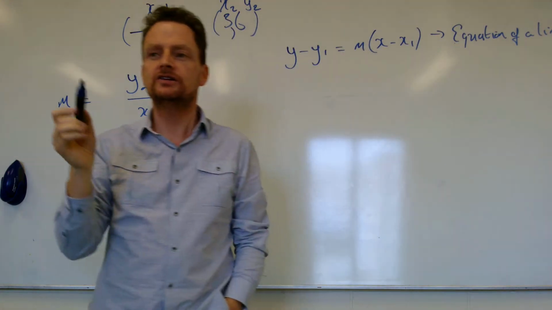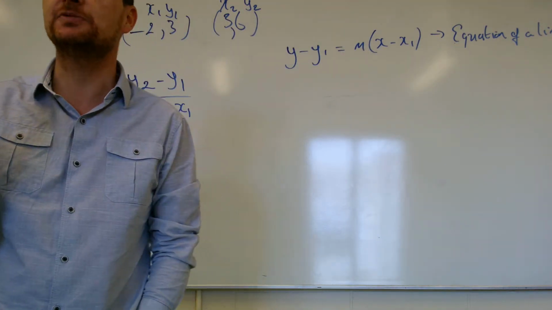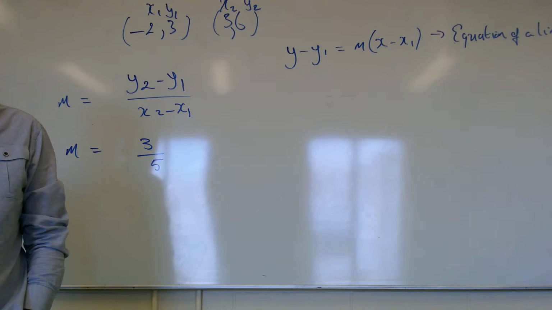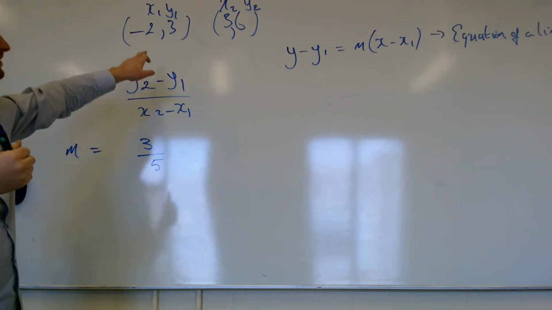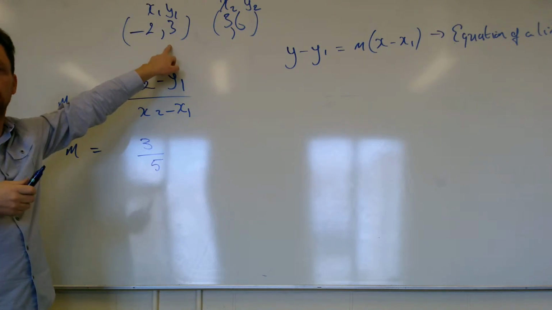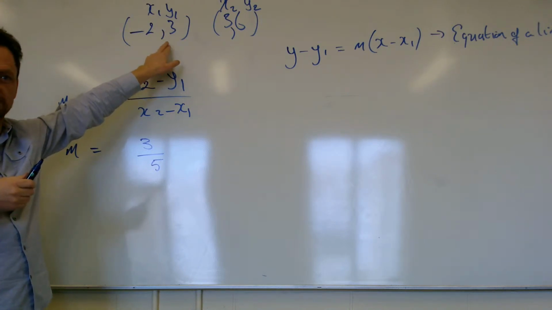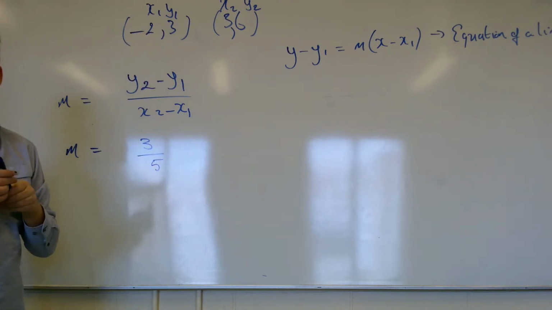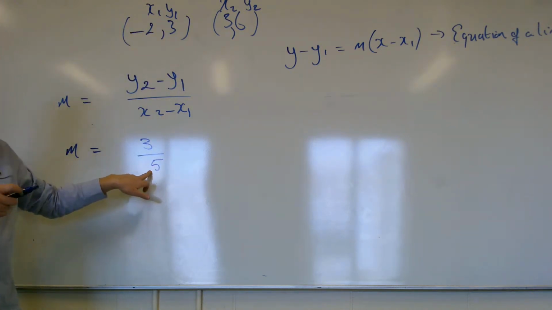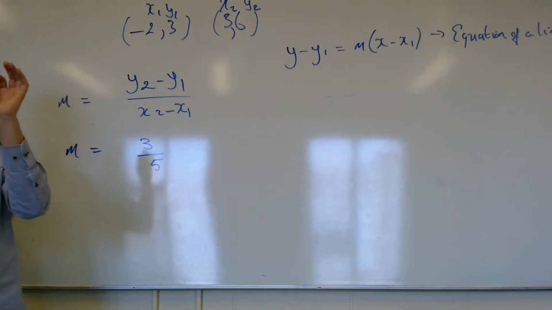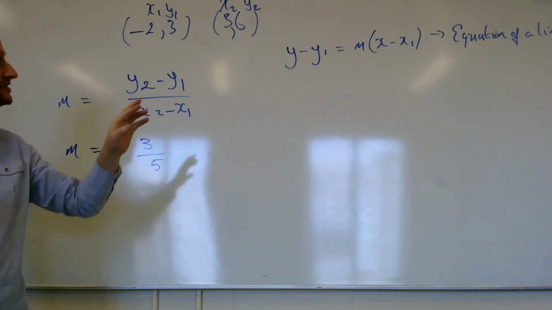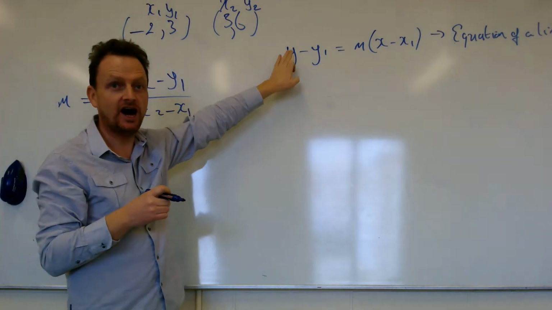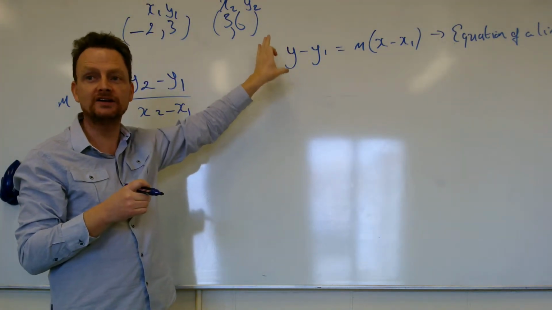Now, do I have a value for x1? Yes, you do. So I'm going to use these. Do I have a value for y1? Yes. Do I have a value for the slope? Yes, I do. What letter represents slope? M. So when I go to this equation, I'm going to substitute in what I know.